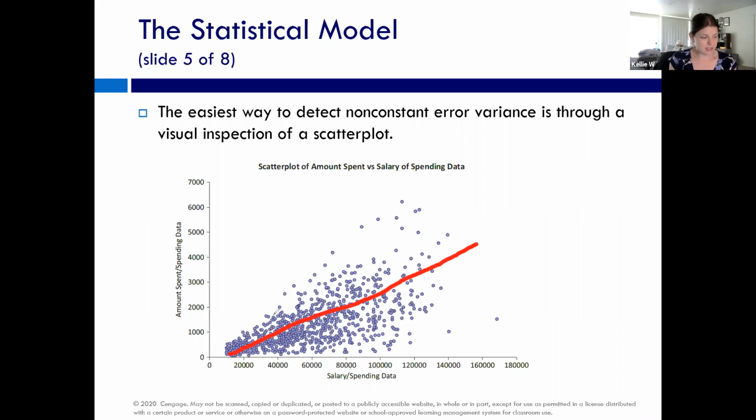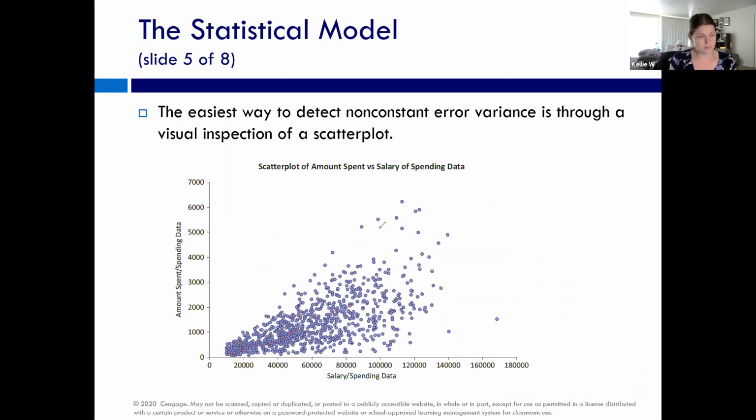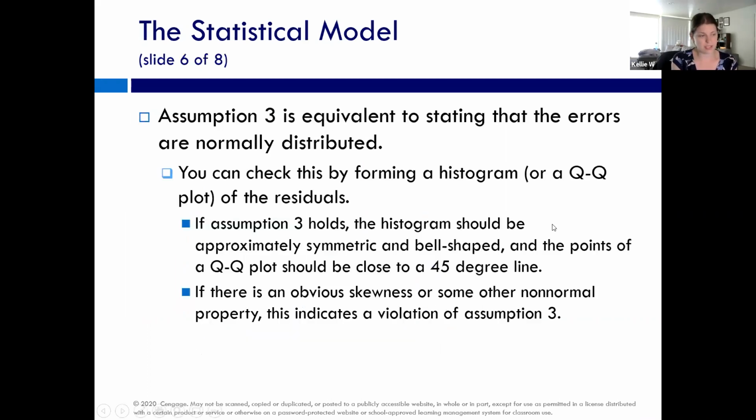So see how these points, with the lower values of x, are clustered more closely around our prediction line, and then look at the differences between our values here. Much greater variance. So when you look at a scatter plot and it looks like this, you generally know that you do not have homoscedasticity, and one of your key assumptions has been violated.